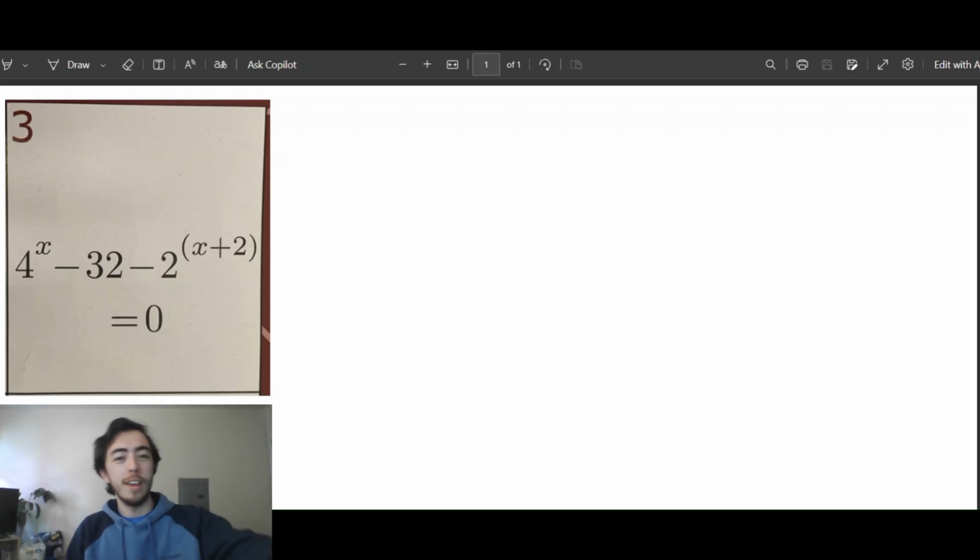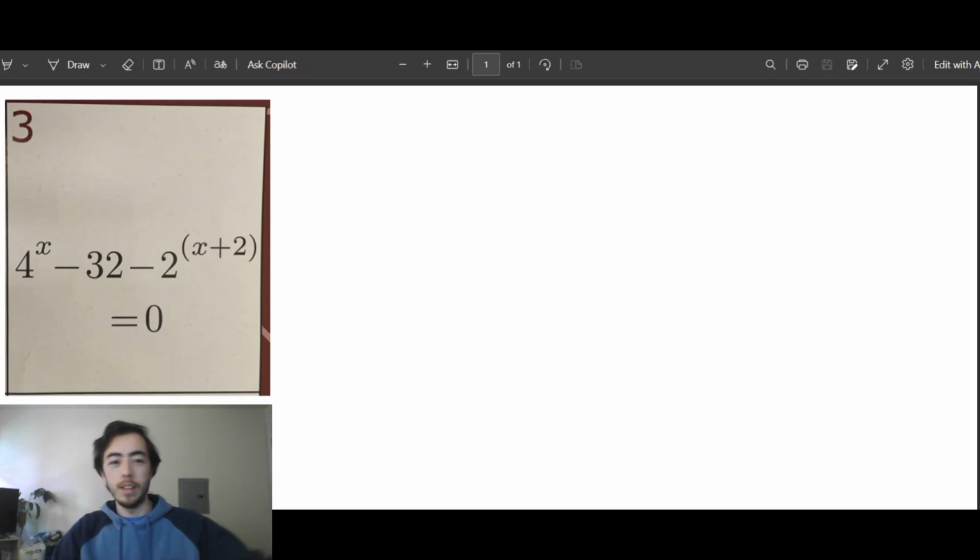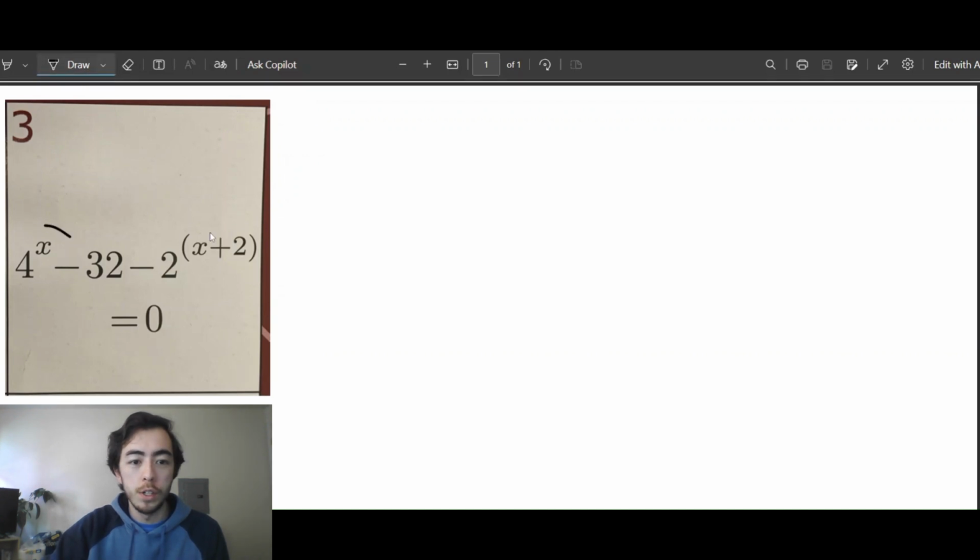It's May 3rd, and we have problem number 123 to solve from this Daily Epsilon calendar. And we need to show why this x in the exponent here should be a 3 for today.